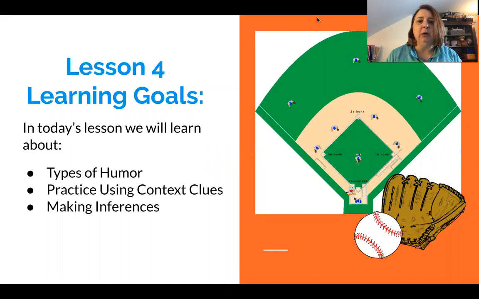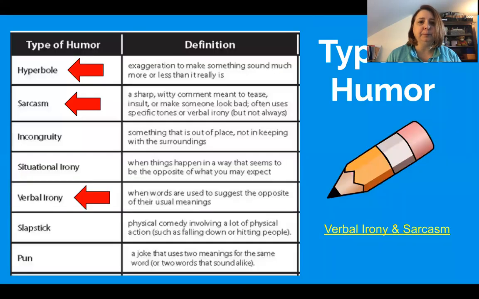So let's talk about our lesson goals. Types of humor. You remember on Friday we learned about hyperbole, and that was an exaggeration of something that was bigger or smaller than it actually was. Well, today we're going to learn about verbal irony and sarcasm. So we're going to be looking for those types of humor in the story while we're reading it. We're going to continue to practice our context clues by learning some new vocabulary, and we're going to be making some inferences while we read.